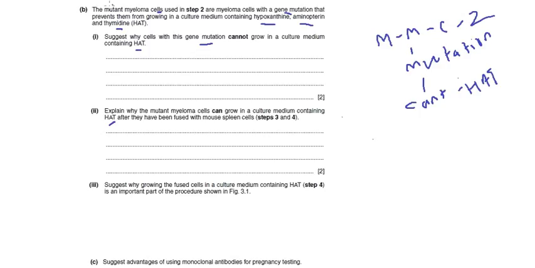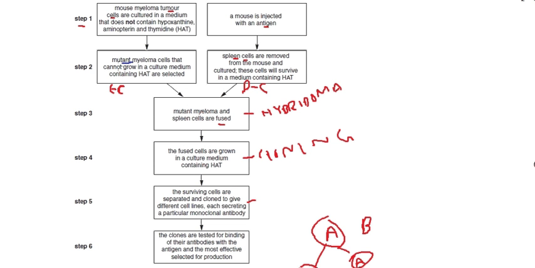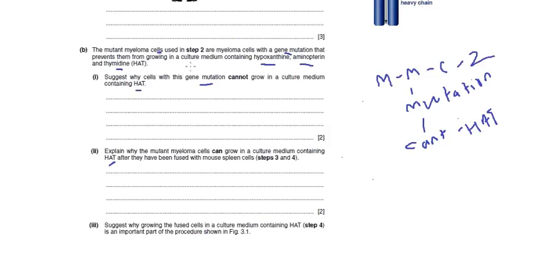The first one says the mutant myeloma cells used in step 2 are myeloma cells with a gene mutation, right? The step 2 myeloma cells cannot grow in a culture medium containing HAT. This one has a gene mutation that prevents them from growing in a culture medium containing HAT. So why can't they grow in culture medium containing HAT? We know that mutant myeloma cells of step 2 have a gene mutation which can't grow in this one.